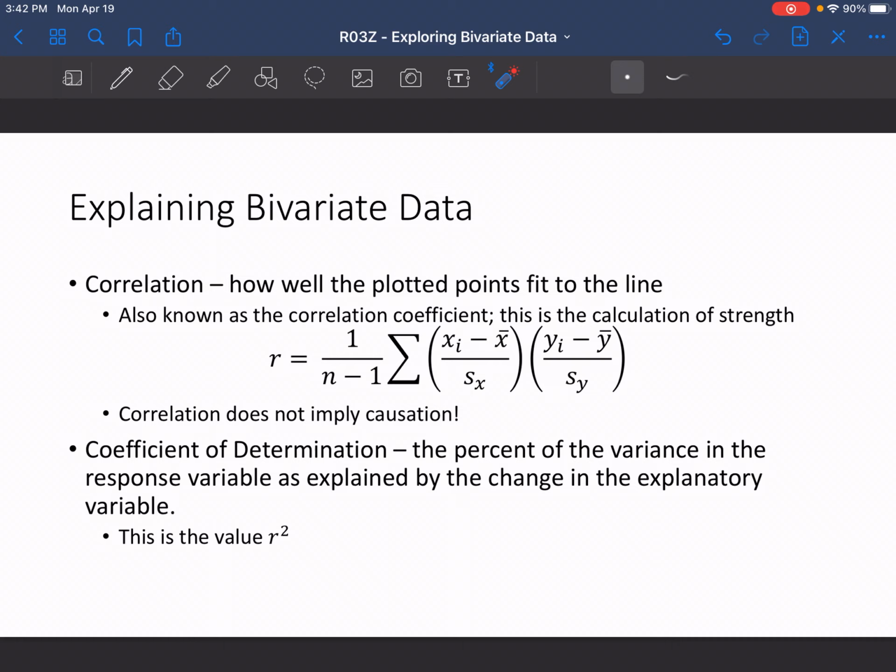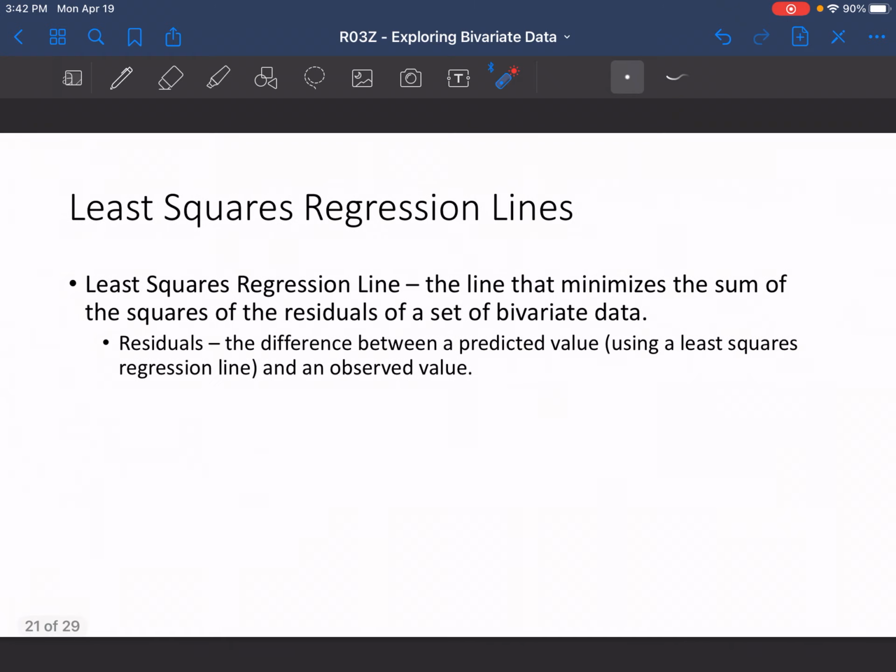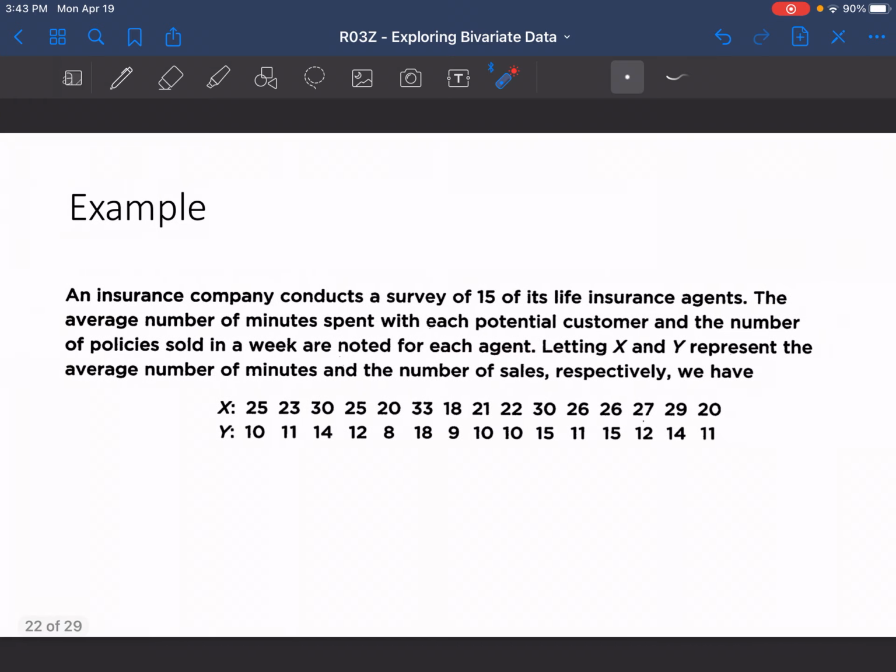We also have a coefficient of determination, which is essentially the same thing as a correlation coefficient, and that's the percent of variance in the response variable as explained by the change in the explanatory variable. And this value is noted as R squared. We also have a least squares regression line, and that's the line that minimizes the sum of the squares of the residuals of a set of bivariate data. Essentially this line represents the residuals, and that's the difference between a predicted value using a least squares regression line and an observed value. That's what residuals are basically.